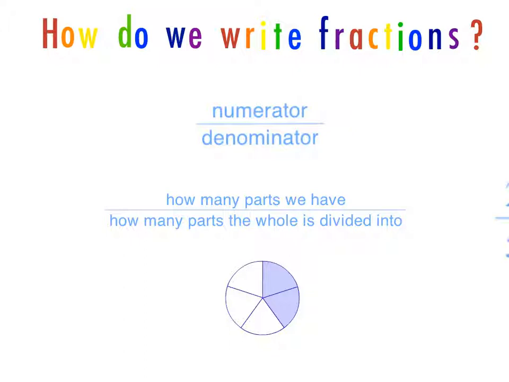The bottom number is called the denominator. The denominator represents how many parts the whole is divided into. The top number is called the numerator. The numerator represents how many parts we have.